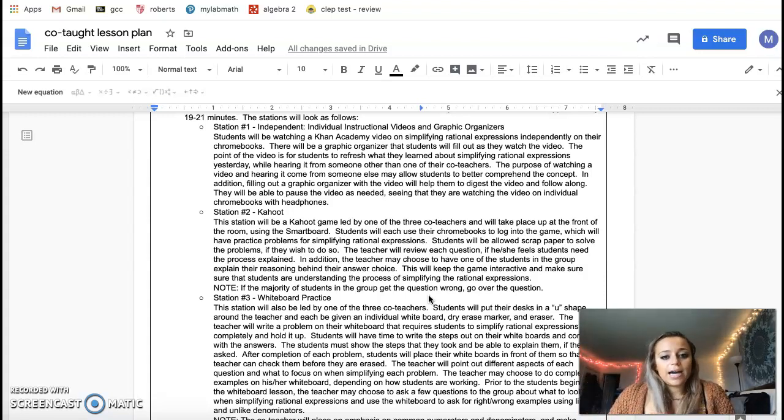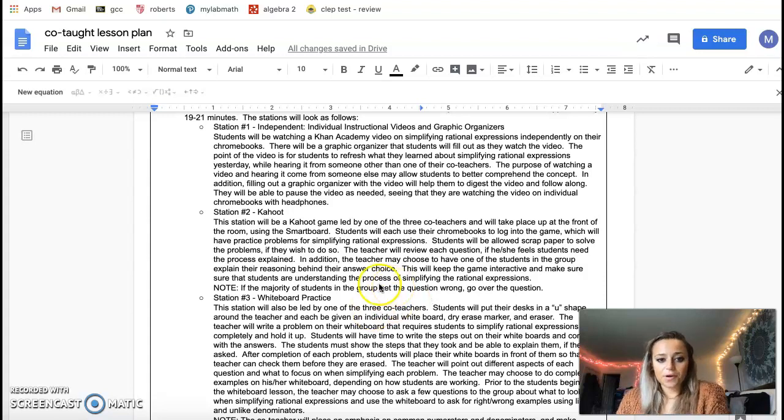Students will be watching a Khan Academy video on simplifying rational expressions independently on their Chromebooks. They'll have headphones, the video, and the graphic organizer, so they're just going to fill it out as they watch. The point is that they'll be able to refresh what they learned yesterday about simplifying rational expressions, and they'll hear it from someone other than one of their teachers. They will fill out the graphic organizer as they go, so they'll be able to digest that information, take notes, and remember everything. They can pause it as they need because they're working individually.